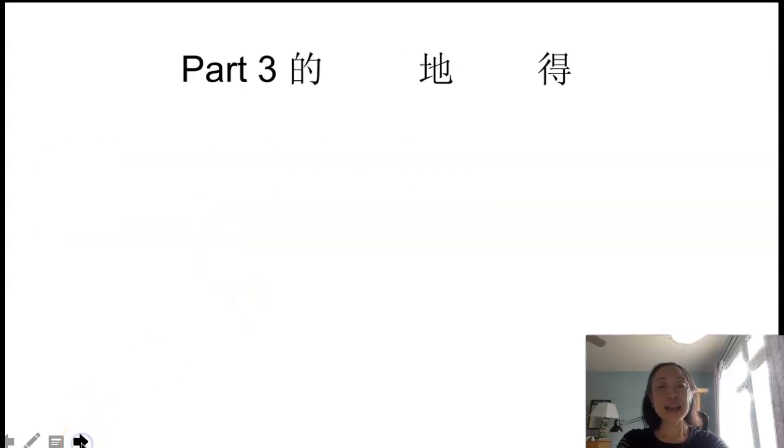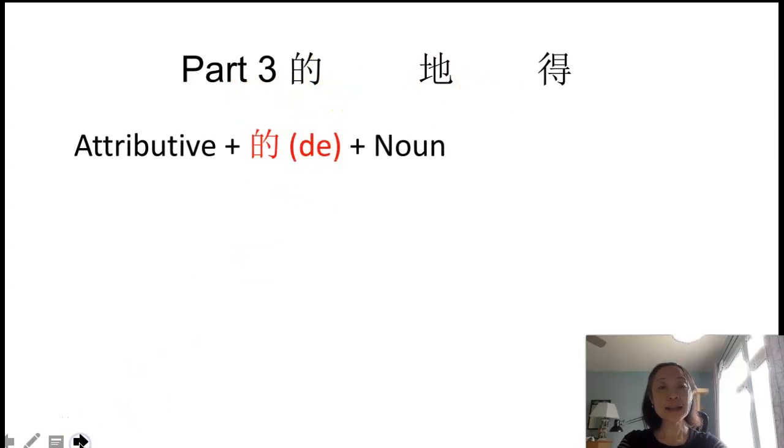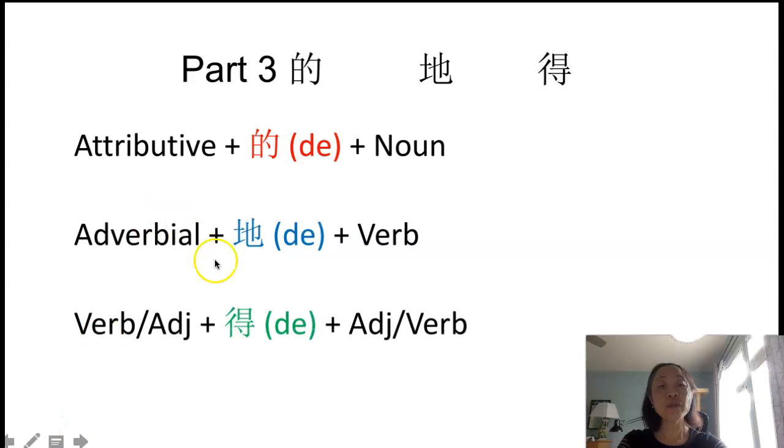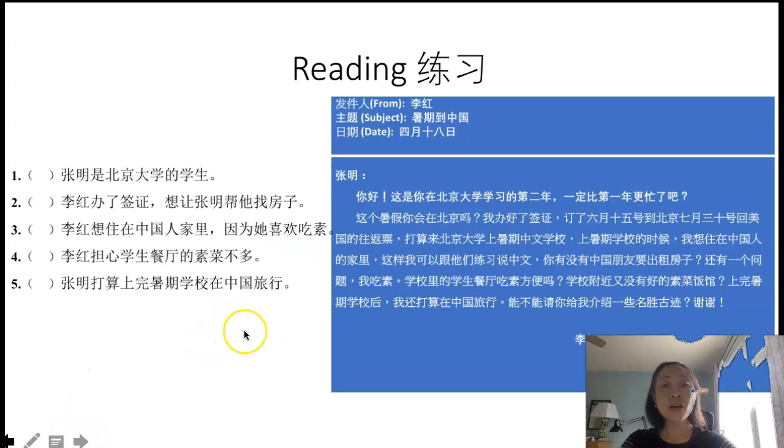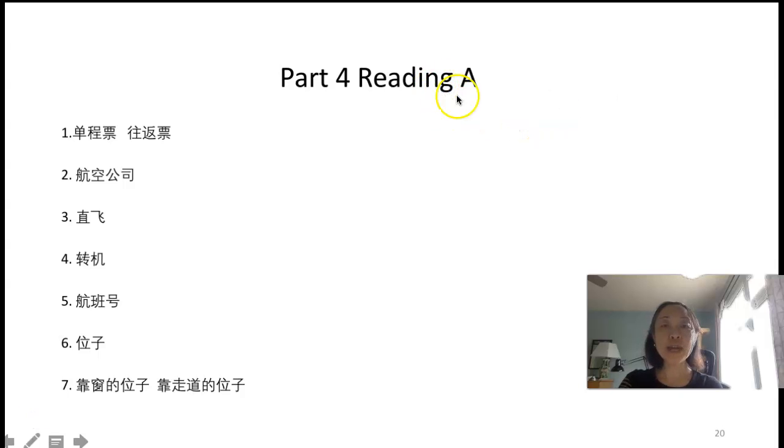Okay, now part 3, you need to use 的地得 to fill in blanks. So review that part of my lecture, and we had exercises, and please redo those exercises before you take the test. Okay. Okay, part 4, reading A. To prepare for this part, you really need to watch or review the video lecture I had.